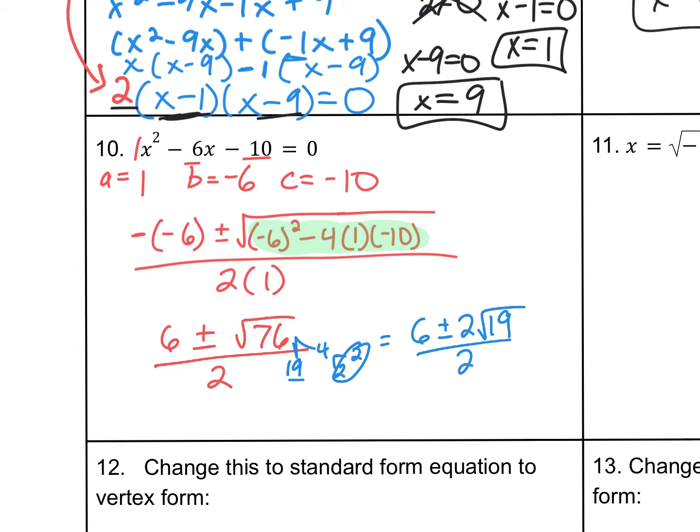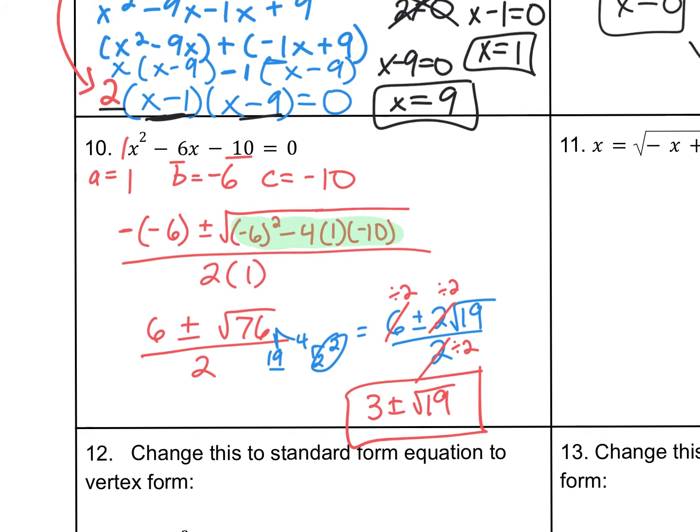We are almost done, but we know we can simplify outsides with outsides. 6, 2, and 2 all have a 2, so I'm just going to divide each of them by 2. And when I do that, the 6 becomes 3, plus or minus 2 divided by 2 is just a 1 square root of 19, and over 1, which I don't need to write. So there we go. That's it. Those are my two answers: 3 plus the square root of 19 and 3 minus the square root of 19.